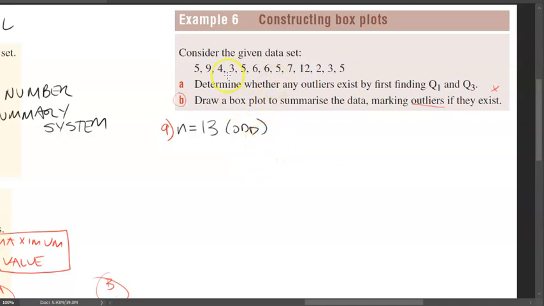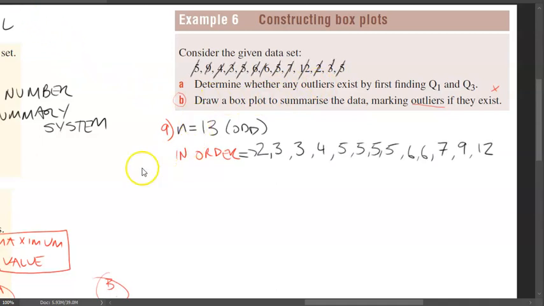Before I even do this, you notice that this set of data is not in order. So I've got to order this. I'm going to first order this from smallest to largest. If the question hasn't done it for you, you will need to manually do this. So in order, we'll go ahead and put this in order. I'll pause it right now. All right, so I've gone ahead and ordered this from smallest to largest, making sure that there are 13 data points here.